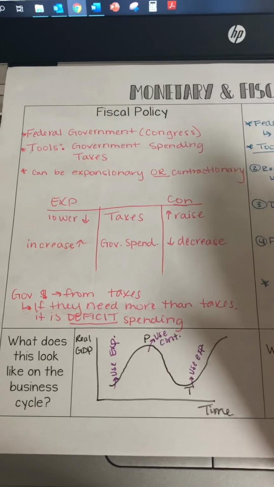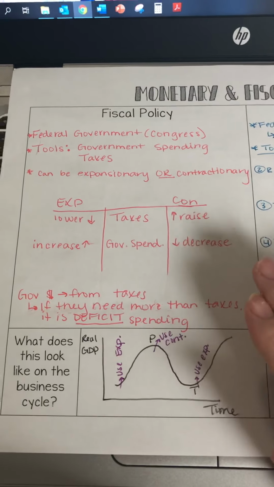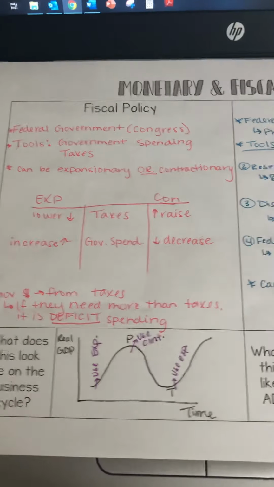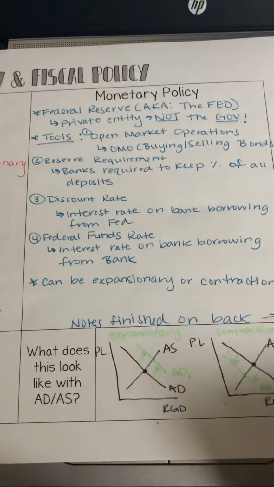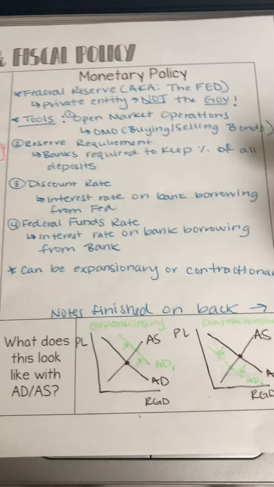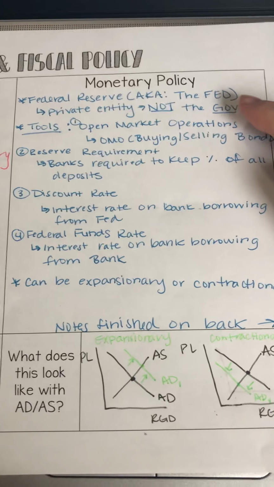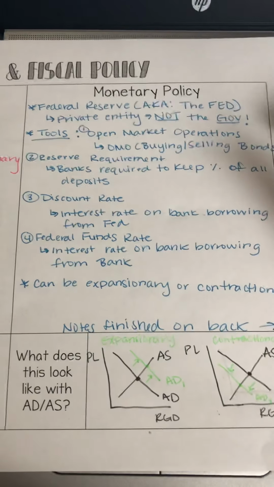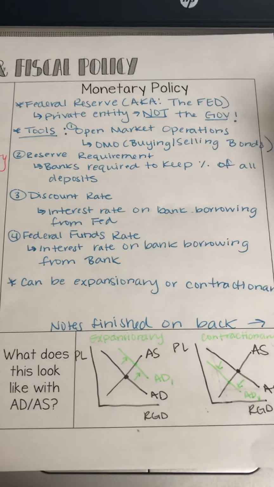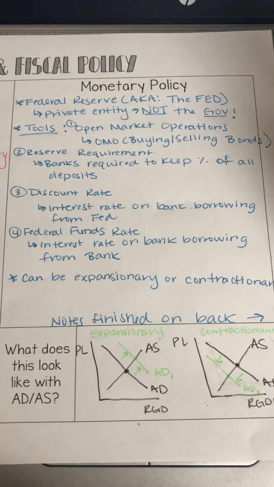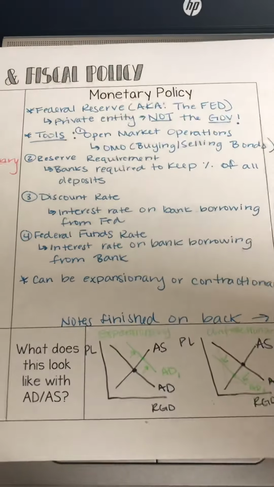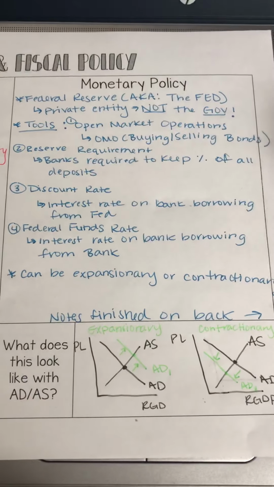Okay, so fiscal policy is pretty straightforward. The government can change taxes and change spending, and that is it. Right? Monetary policy is where it gets a little more complicated. Okay, so for monetary policy, this is going to be controlled by the Federal Reserve, which we call the Fed. It's important to understand the Federal Reserve is a private entity, an independent organization. It is not the government. They're completely separate, right? We don't want politics interfering with how our economy runs.